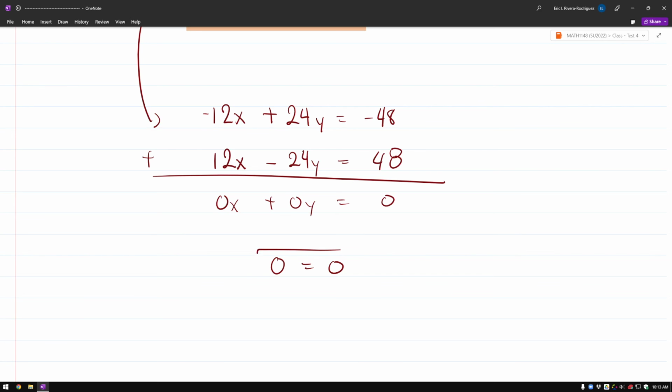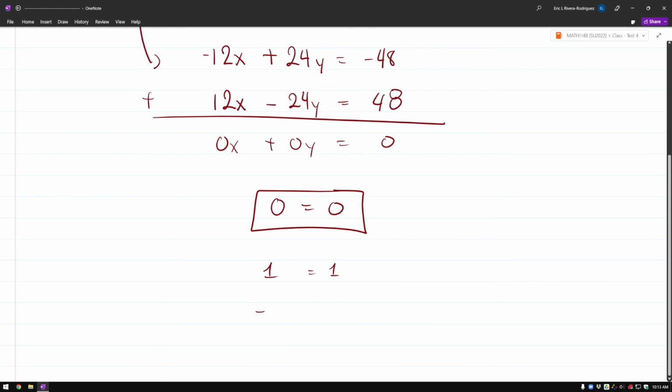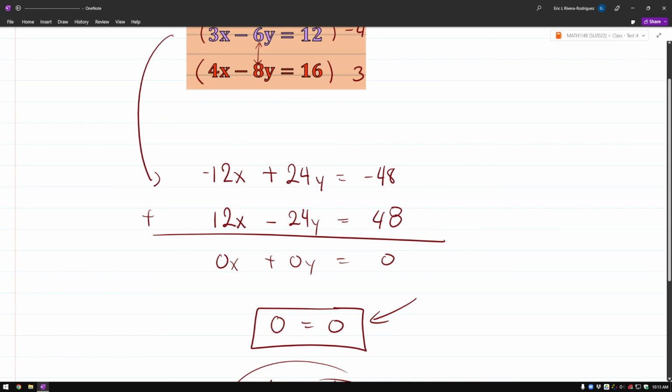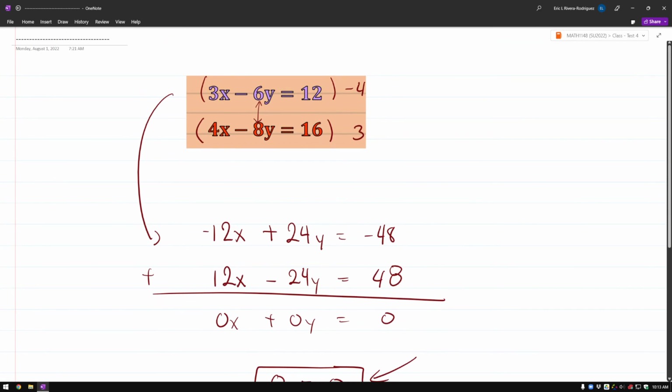Whenever we have something like this, it could be 1 equals 1, it could be any other number, -3 equals -3. Usually what we are going to get is 0 equal to 0. These are very uncommon to see. But when we get 0 equal to 0, it means that we are working with the same equations. So they are dependent. This system of equations is dependent.